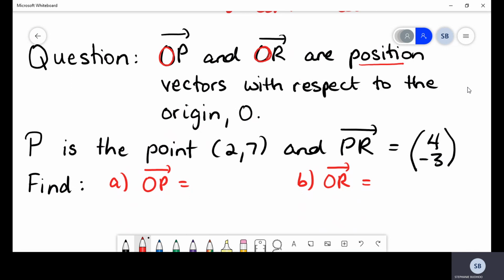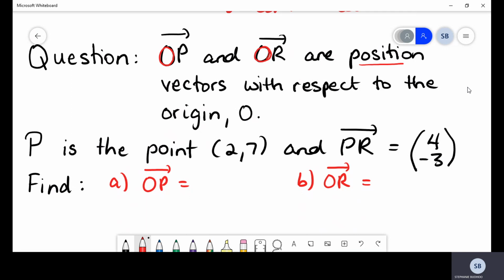Now, they're also telling us that P, just P, is the point (2, 7). You guys can clearly recognize that when a point is written horizontally, it's just simply a coordinate. It's not a vector. It's just a point, aka coordinate. And then they went on to give us information that the vector PR is equal to (4, -3).